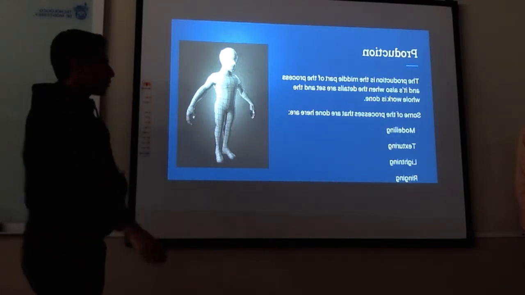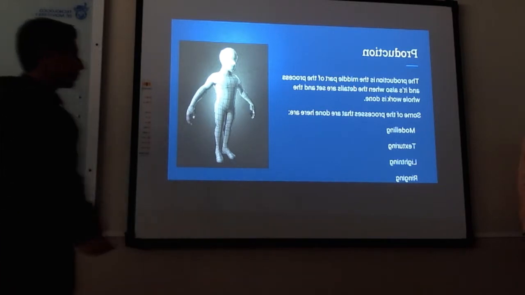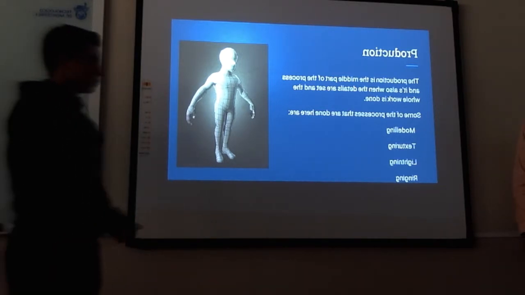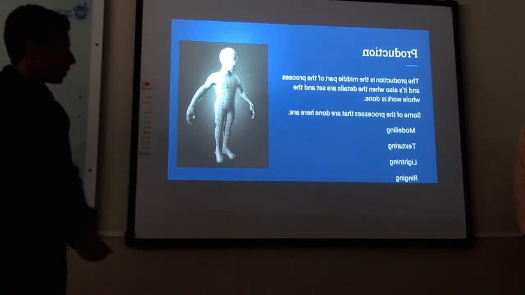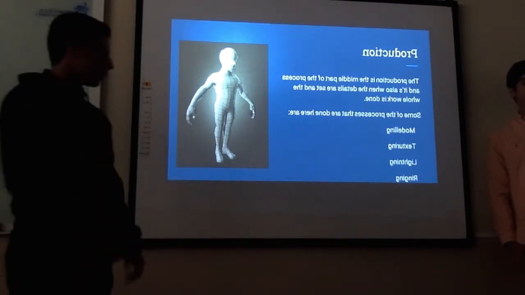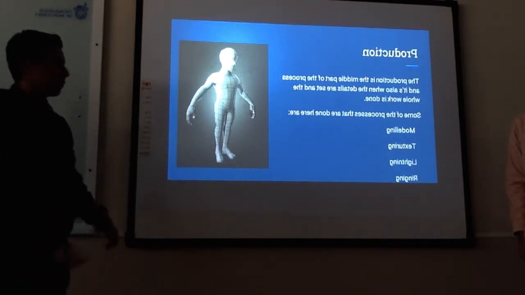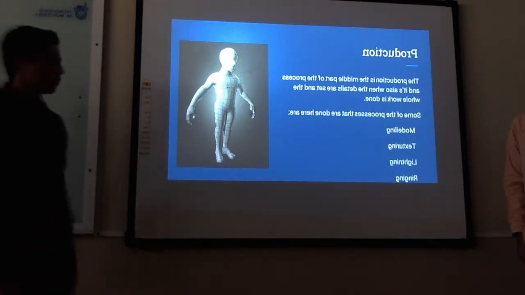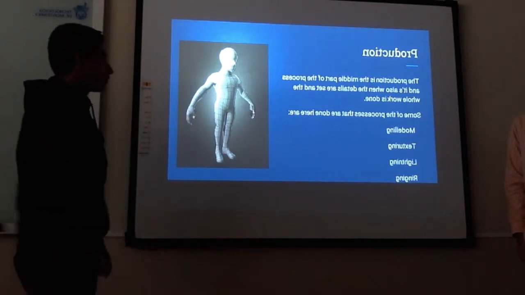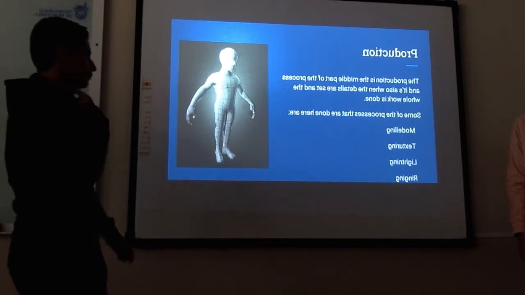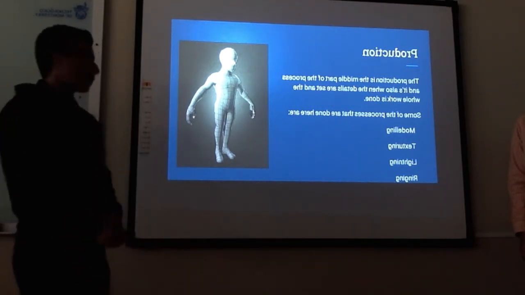Then the production part, and this is the middle part of the process, and it's also when the details are set and the whole work is done. Here's like the most complex part of the process. And here comes the modeling, the texturing, the lighting, and the rigging part. And here's an example of a texturized character. Each square can be moved and designed to give it a complete 360 texturing.